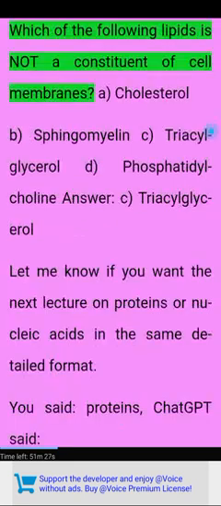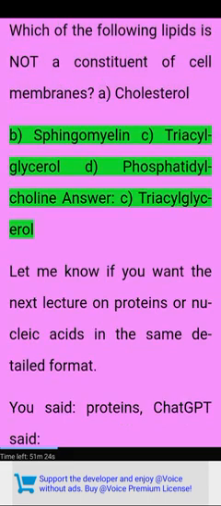3. CSIR NET June 2013. Which of the following lipids is not a constituent of cell membranes? A. Cholesterol. B. Sphingomyelin. C. Triacylglycerol. D. Phosphatidylcholine. Answer: C. Triacylglycerol.